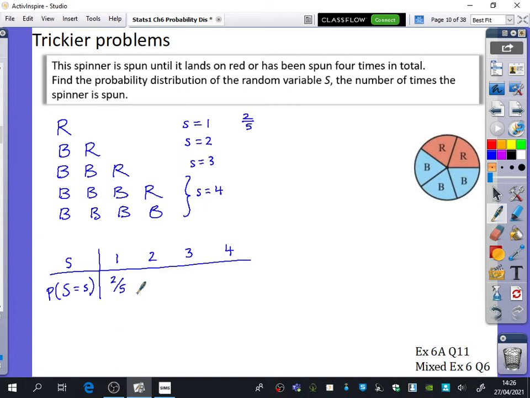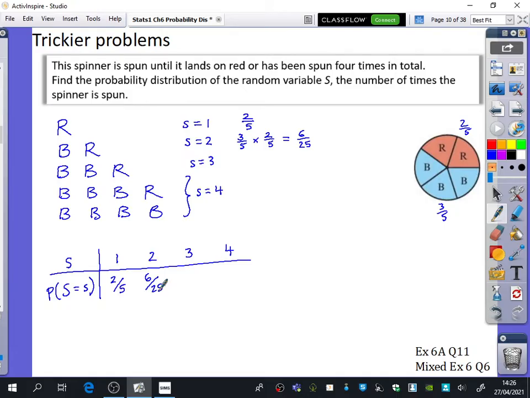Now I'm going to talk about the probability that I get a blue and then a red. When you're doing probabilities of something and something, timesing. So probability of blue is 3/5, probability of red is 2/5. So it's going to be 3/5 for the blue and 2/5 for the red, which is 6 over 25.